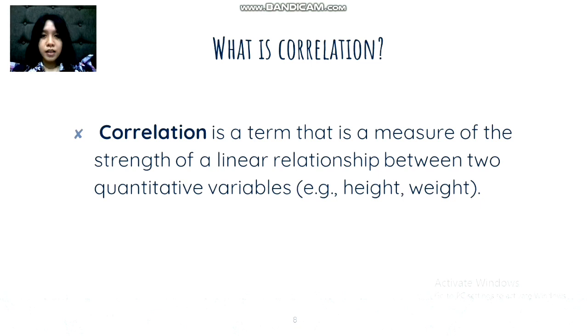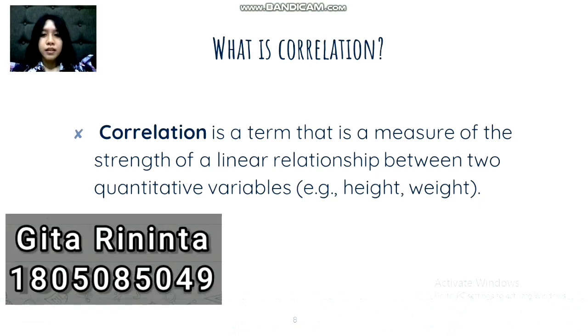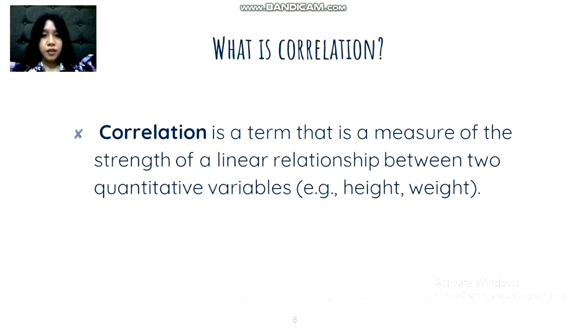What is correlation? Correlation is a measure of the strength of a linear relationship between two quantitative variables. Example, height and weight. This post will define positive and negative correlation, illustrated with examples and an explanation of how to measure correlation. Finally, some pitfalls regarding the use of correlation will be discussed.